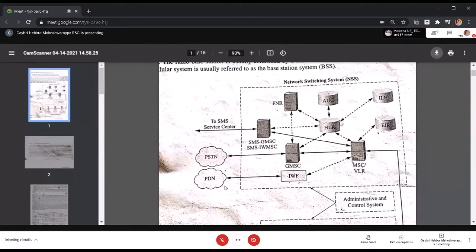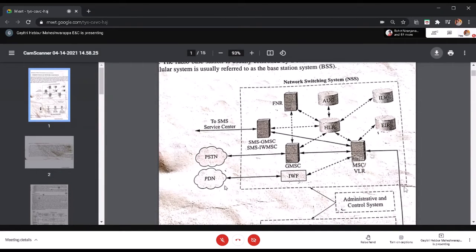And HLR is the home location register, which is mainly used as a database of general data about the subscriber. So what plan he has taken, and also the location, address, all the information about the user will be stored in the HLR. So this entire thing consists of the MSC, the mobile switching center, along with the functional nodes and the databases. And also it is an interface connected to the external interfaces like PSTN, PDN, and SMS center. So this entire thing we call the network switching system.